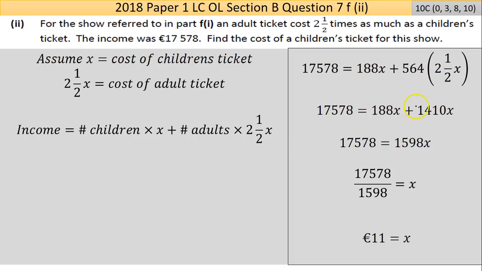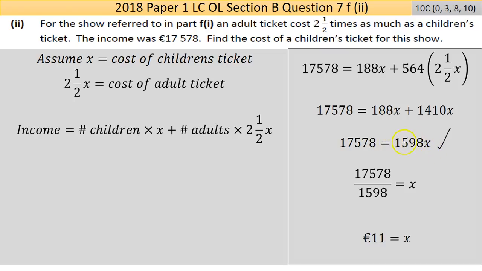So 188 times X. If you notice here, it's an equation of one unknown, so I can solve it. It's just a little bit tricky here, but the calculator is there to help you. Nothing's changed in this next step. The income's the same, the children's the same, and I'm just multiplying 564 by 2.5. I came out with 1,410. So add those two X terms together. So the 17578 equals the 1598X I got there. Okay, happy days.